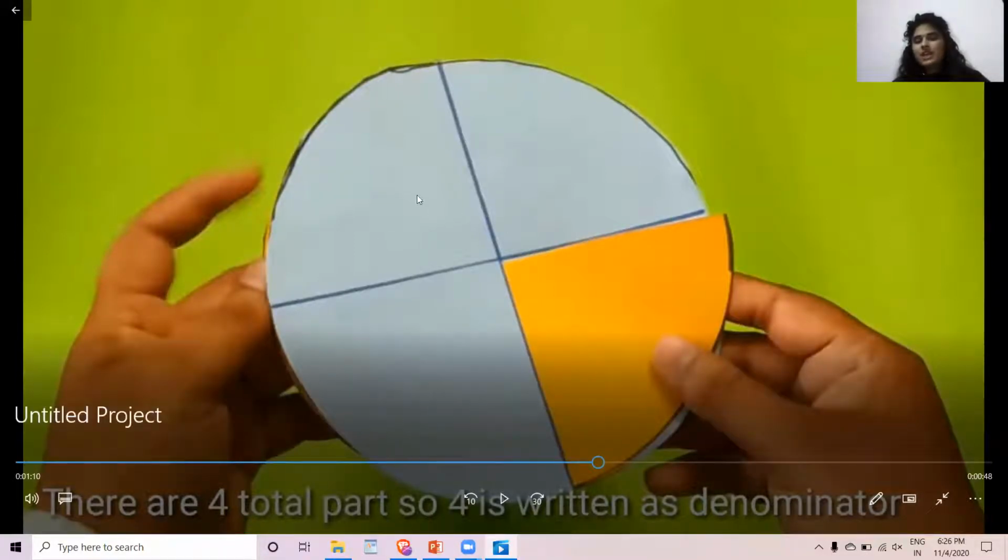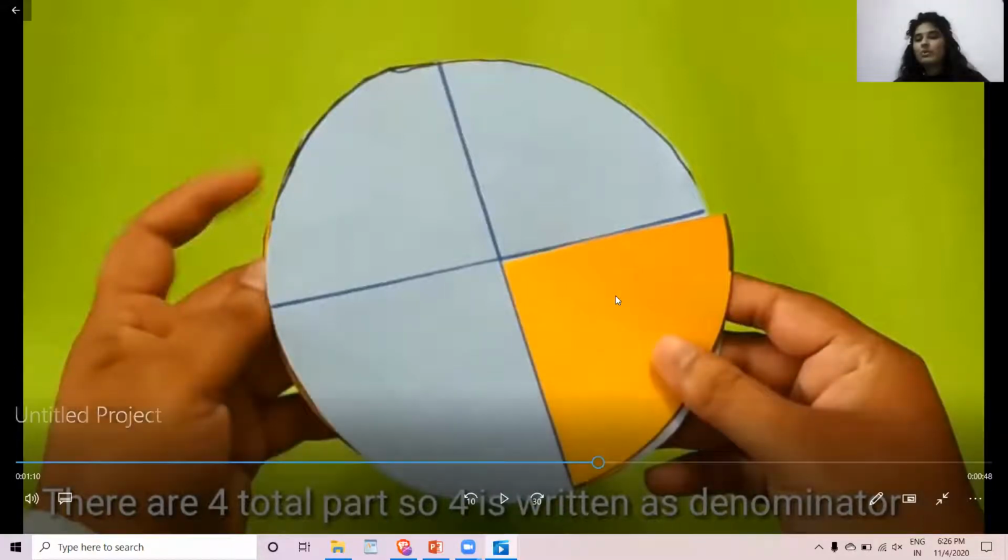We can see here how many parts: 1, 2, 3, 4. So total number of parts 4 means the denominator should be 4, and numerator means the part we are considering. Here the yellow part we are talking about. So how many parts we are talking about? We are talking about one part. So the fraction of this will be 1 by 4. 1 is as numerator and 4 should be as denominator.